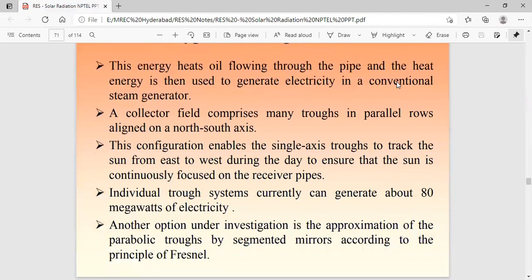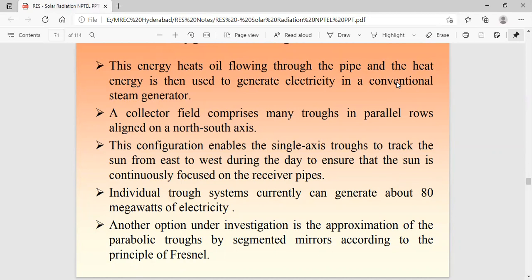The energy heats oil flowing through the pipe, and the heat energy is then used to generate electricity in a conventional steam generator. The collector field comprises many troughs in parallel rows aligned on the north-south axis.